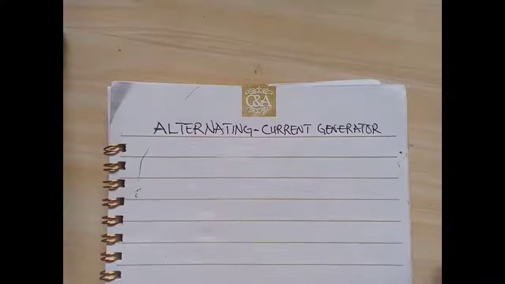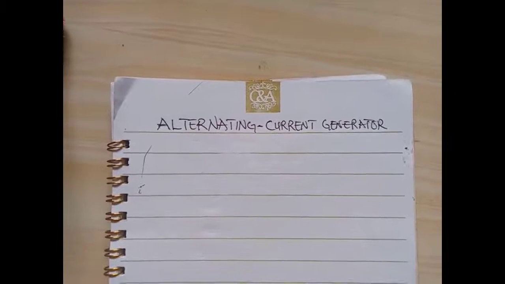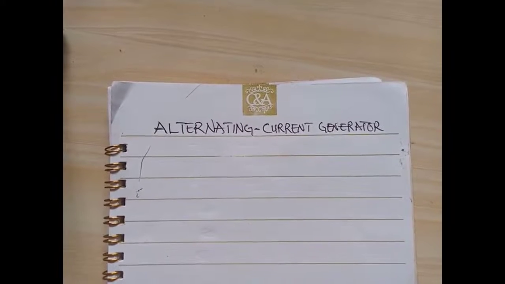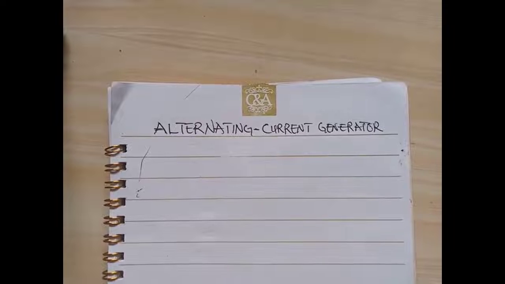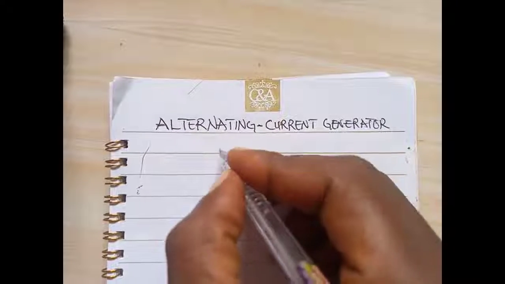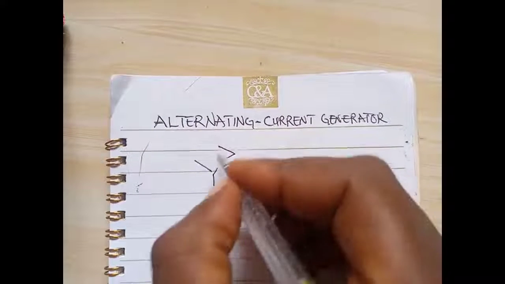In this video, we want to look at the alternating current generator. Now, we know that electric generators take in energy by work and transfer it out by electrical transmission. Let's just make a little sketch of what we are talking about.